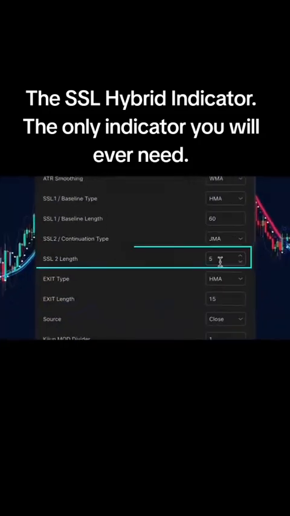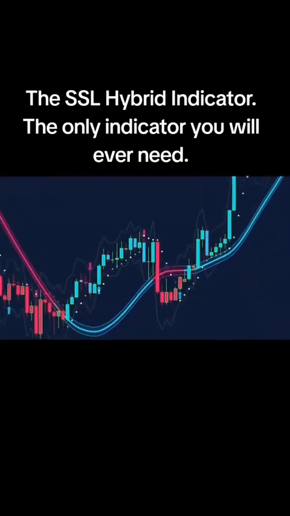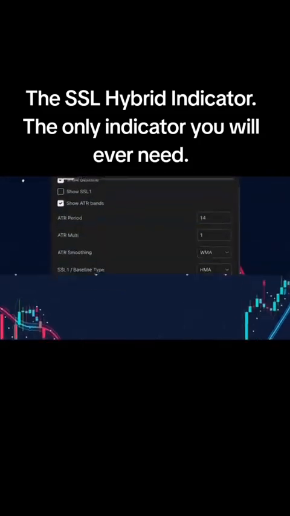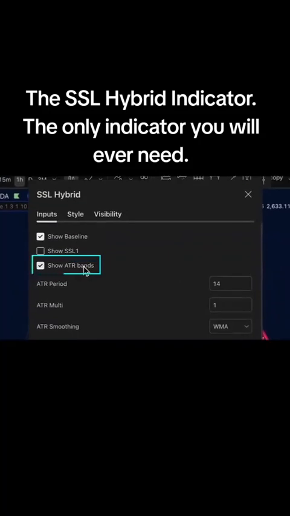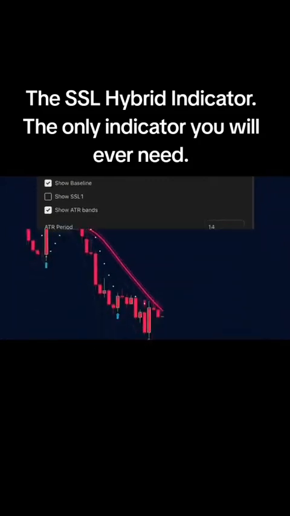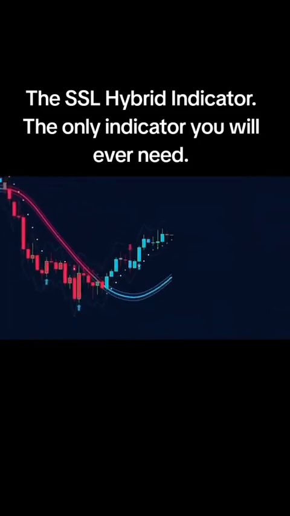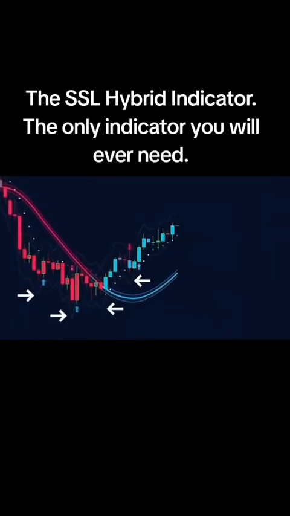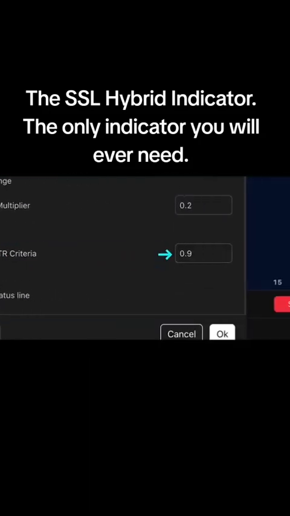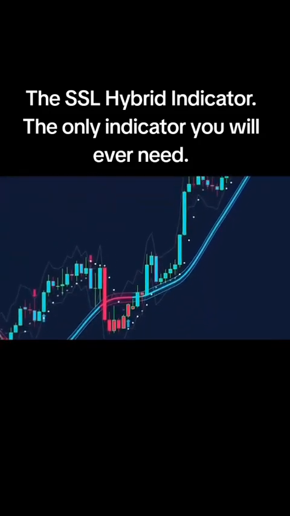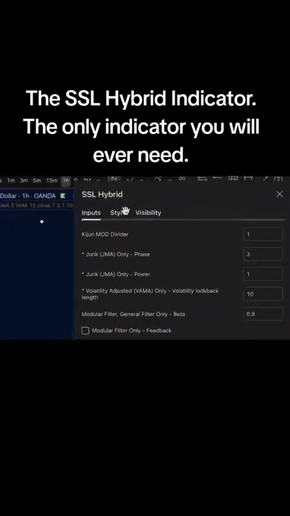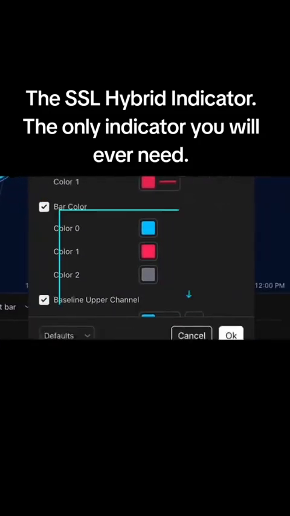For SSL2 length, use 5. This makes your continuation signals fast enough to catch pullbacks, but not so fast that you get whipsawed. Enable Show ATR bands, and set your ATR period to 14 with a multiplier of 1. These bands automatically adjust to market volatility, giving you dynamic support and resistance levels. Then for the continuation ATR criteria, use 0.9. This filters continuation signals, so you only get them when there's real momentum behind the move. Under the Style tab, enable color bars, then click OK.